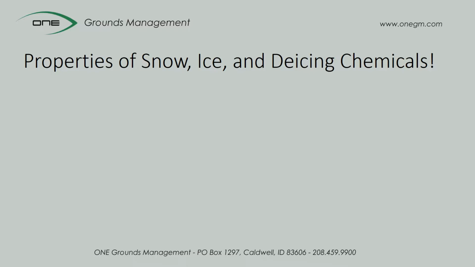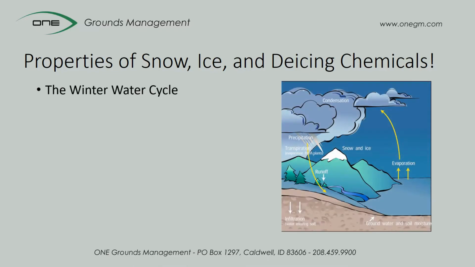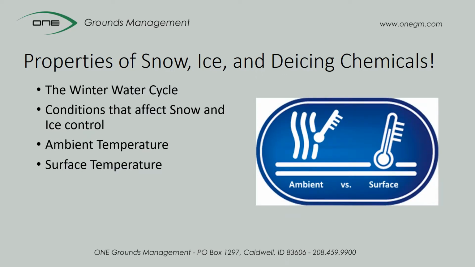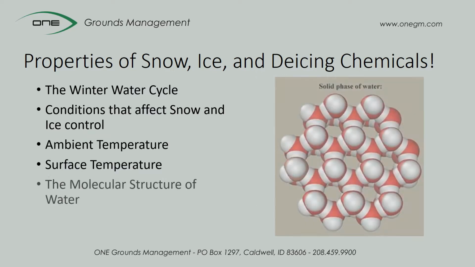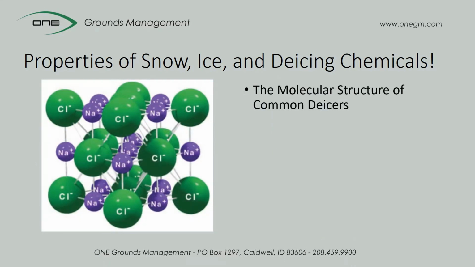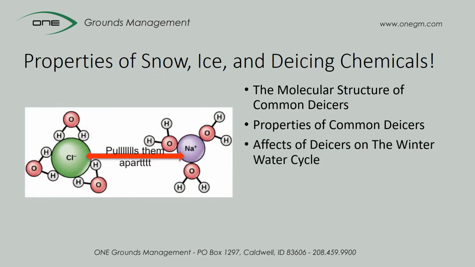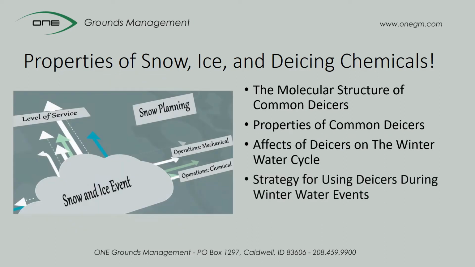Throughout this module, we will discuss the properties of snow, ice, and de-icing chemicals and how they relate by examining the winter water cycle, conditions that affect that cycle, ambient temperature, surface temperature, and the molecular structure of water. We will also discuss the typical molecular structure of de-icing chemicals, their properties, the effects these de-icers have on winter water, and strategies for using these properties to gain an advantage in managing winter water.